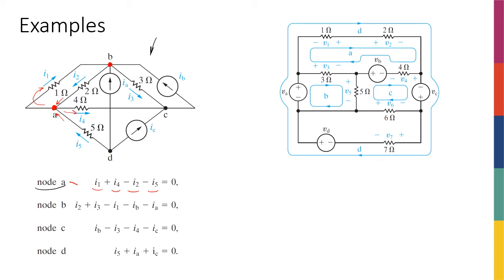I have I1 coming in, I2 going out, I have this IA coming in, I3 is going out, and IB is coming in. So I have 3 negatives, 2 positives. You can see that I have 2 positives, the first 2, and then I have 3 negatives. So you can practice this with other nodes as well. Make sure that you have completely understood this.